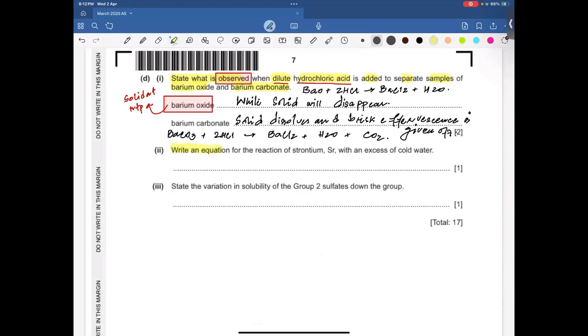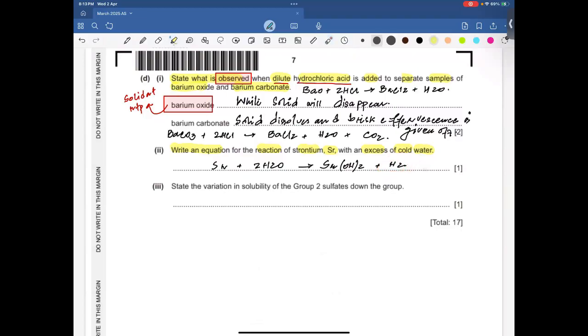Now write an equation for the reaction of strontium with an excess of cold water. That's easy. We have done this in class. The strontium, when it reacts with an excess amount of cold water, will give strontium hydroxide and hydrogen gas. Obviously, there will be bubbles of hydrogen gas, and since the reactivity increases down the group, bubbles of gas are given off rapidly.